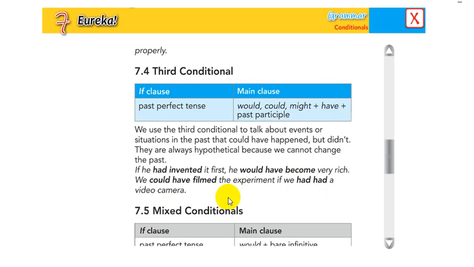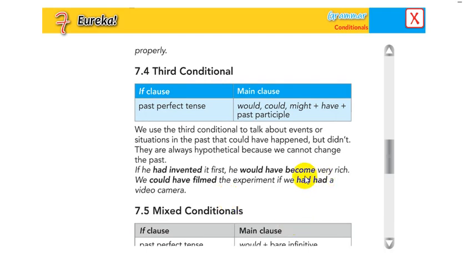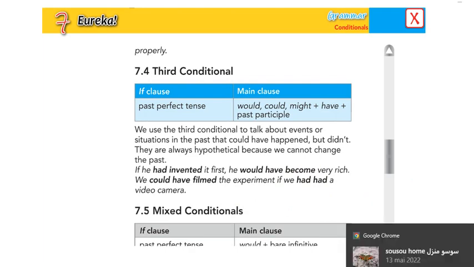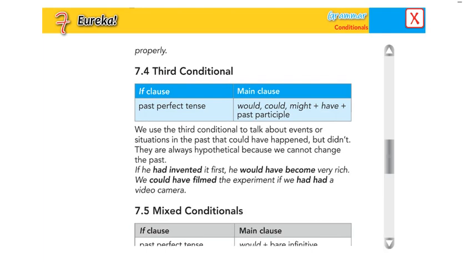The third conditional, we use it, guys, to talk about an action in the past that could have happened, but it didn't. For example, when I say, if Omar had studied hard, he would have answered well in yesterday's exam, which means he didn't study hard and he didn't answer well in the exam.